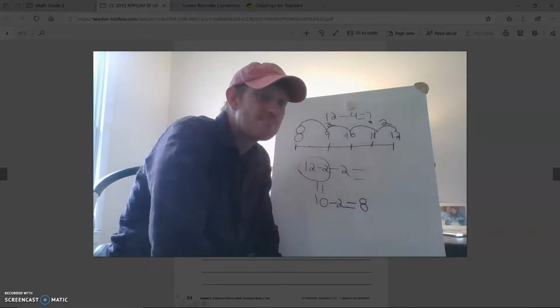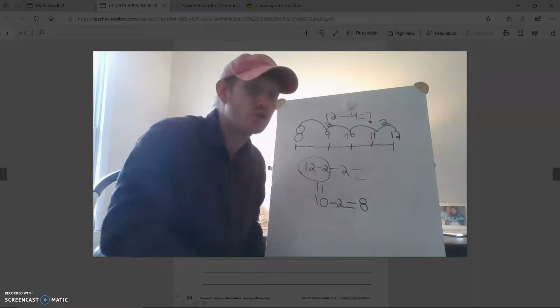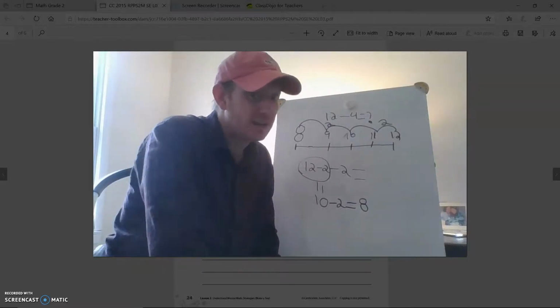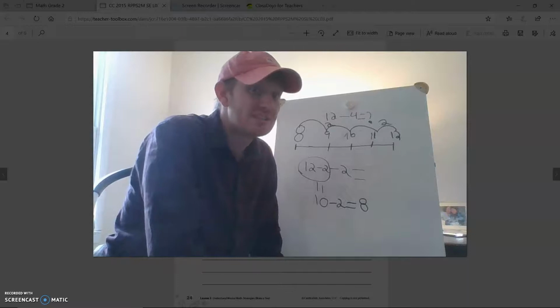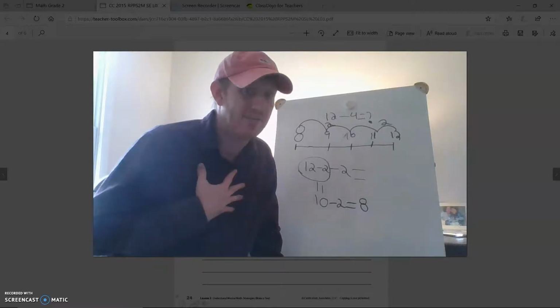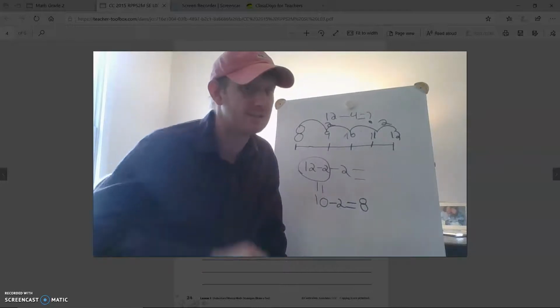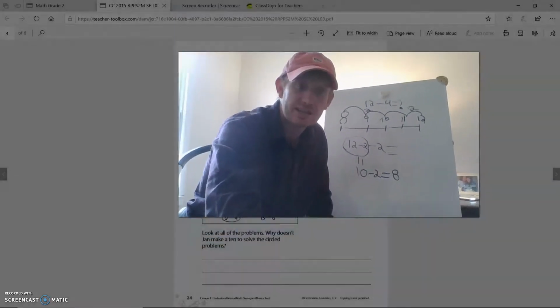So as you can see, this making 10 strategy is going to work for both addition and subtraction. And again, I know I said this in the last video, but this is my favorite way to do math. It's still how I do math almost any time I do it. I love making 10s. Let's move on to the next question.